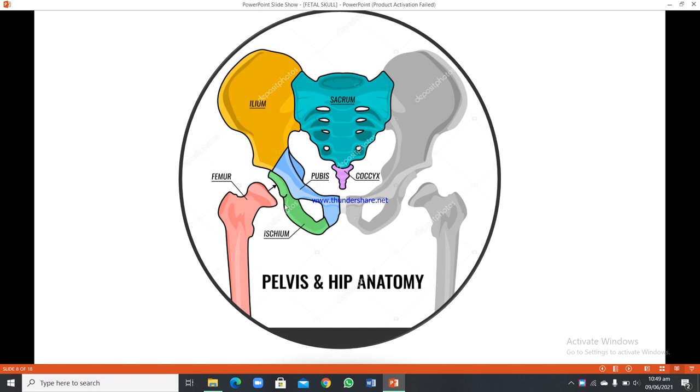Acetabulum is the articular place for the hip joint. It is a ball and socket variety of joint, a synovial joint.